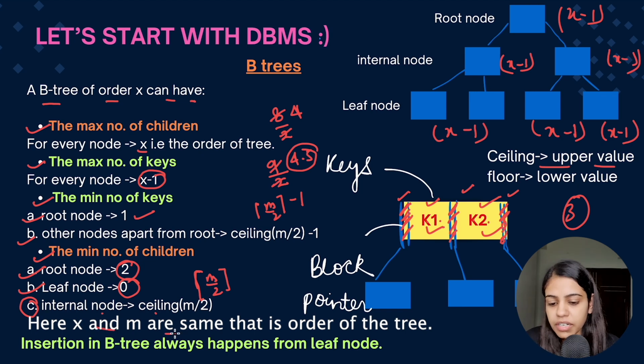Insertion in a B tree always happens from the leaf node. You have to make sure that whenever you are inserting any value in the B tree, it always happens from the leaf node. It doesn't happen from the root node. If the node overflows, then we push a value up to the internal nodes or the root node, but the value insertion starts from the leaf node itself.